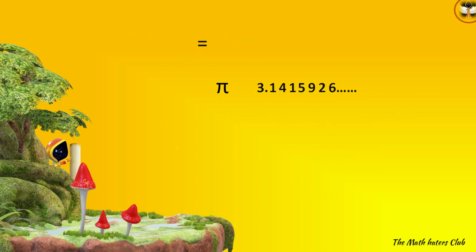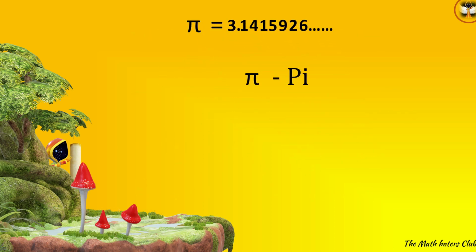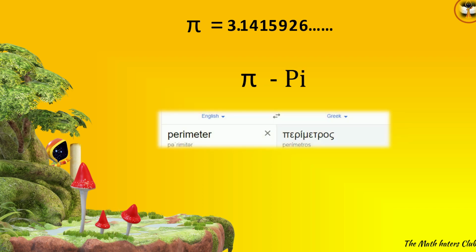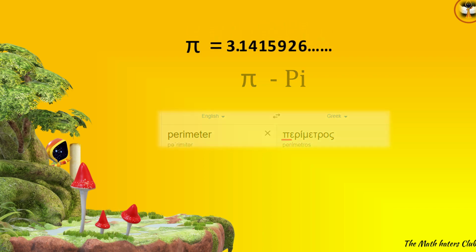The symbol pi was taken from a Greek language. When you go to Google Translate and if you translate a word from English to Greek, for an example, if you translate area, you'll get the Greek word starting with pi. And if you type perimeter, the word again will start with pi. And I've told you pi value will keep on going.